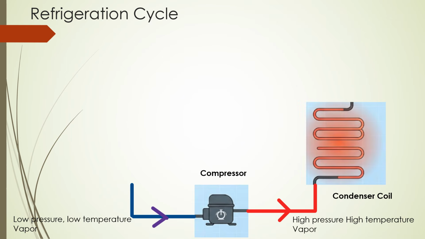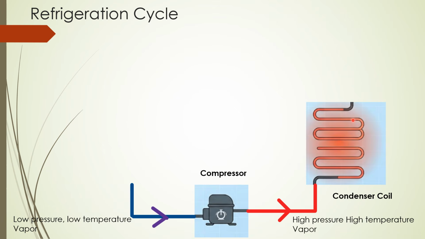Condenser. Then this refrigerant goes through the condenser. The condenser's job is to remove the heat from the refrigerant. The process occurs in three stages: hot vapor, saturated vapor, and finally liquid.